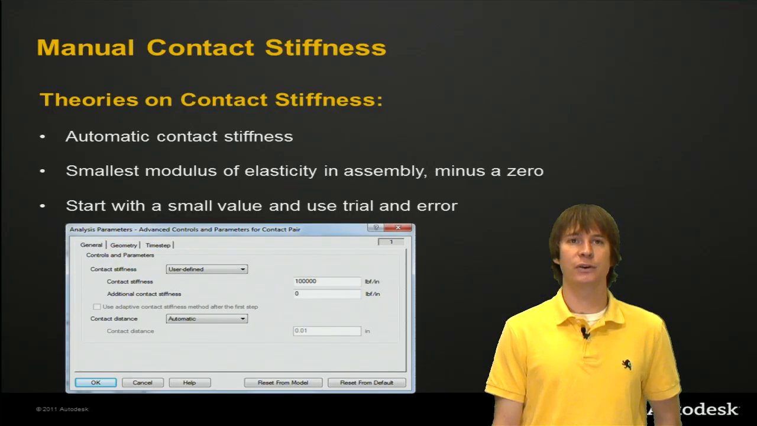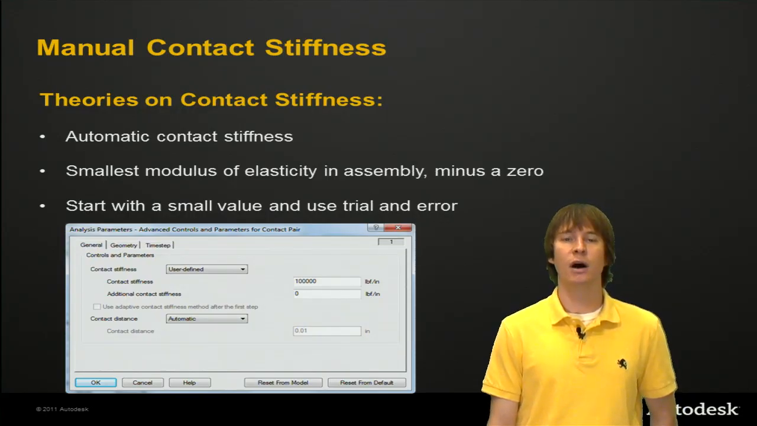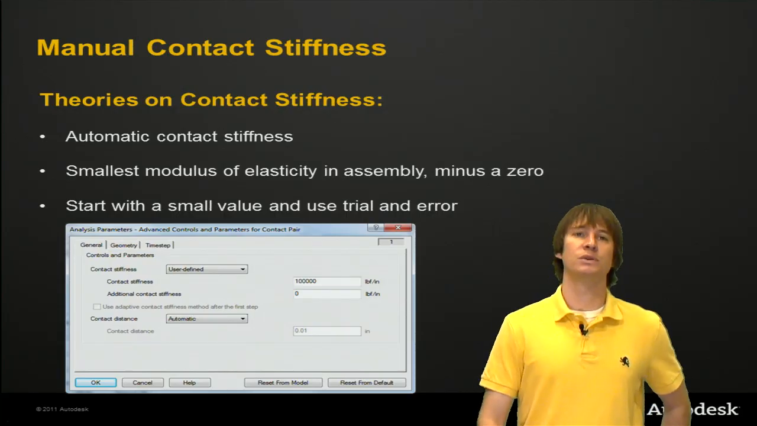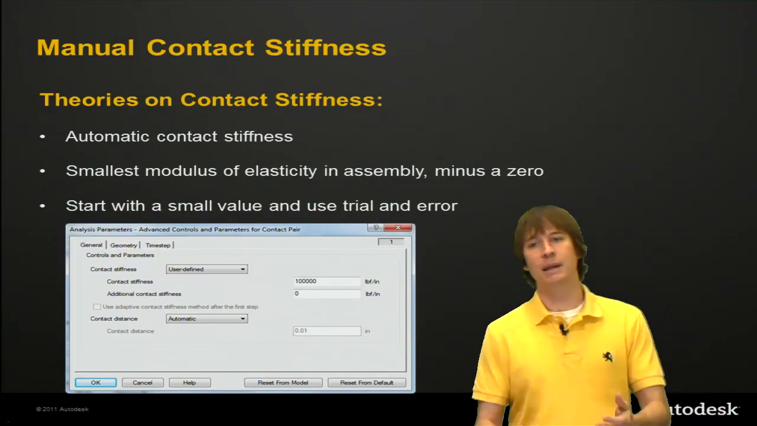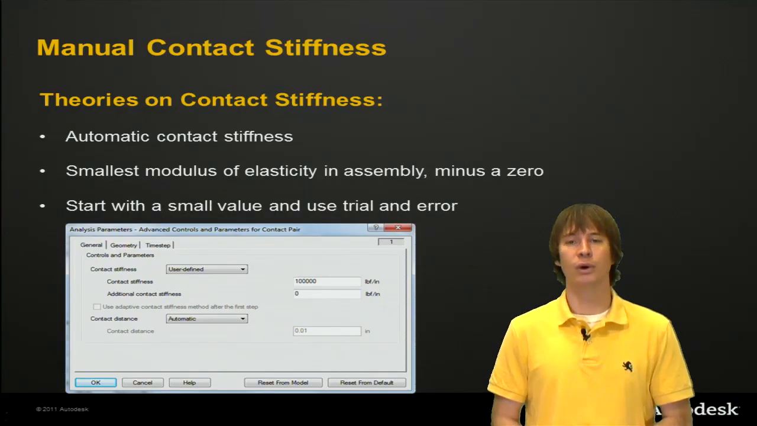So there are a number of theories about contact stiffness. By default, we have an automatic contact stiffness applied when we have surface contact between two parts. We usually go with something like the smallest modulus of elasticity minus a zero. That's just a starting point to define your own contact stiffness, something that we found that's worked well for beginners.